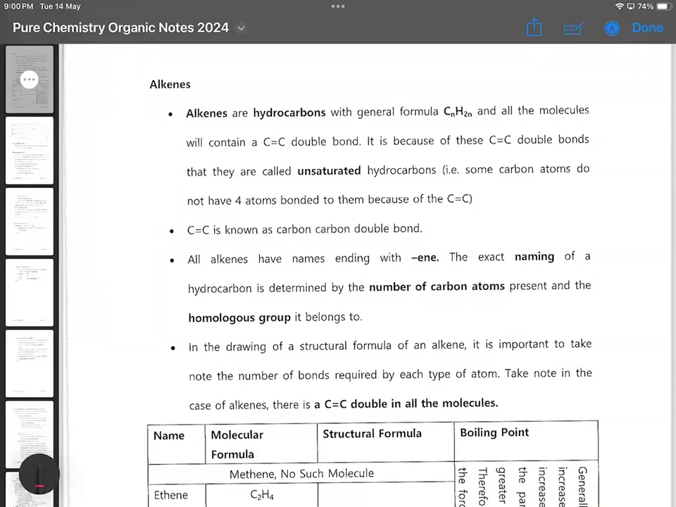Okay, so the next group that we are looking at is alkenes. Their name ends with -ene, and they have a general formula of CnH2n. And more importantly, they are the first one with a functional group. This C=C double bond is the functional group of alkenes. Because of the presence of this double bond, they are said to be unsaturated.